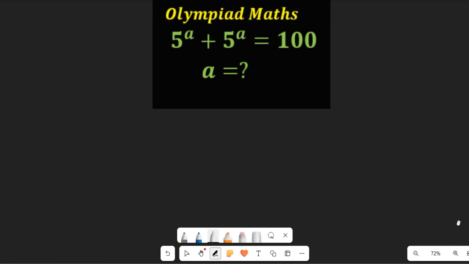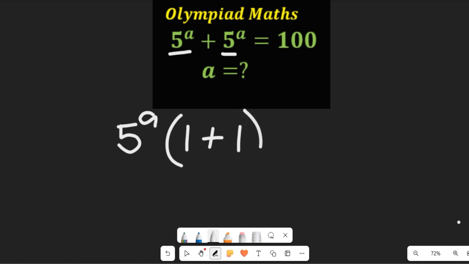5 to the power of a plus 5 to the power of a, there is definitely a common term, and the common term is 5 to the power of a. If we bring that out, 5 to the power of a divided by 5 to the power of a is 1, plus 5 to the power of a divided by 5 to the power of a is 1, and this will be equal to 100.